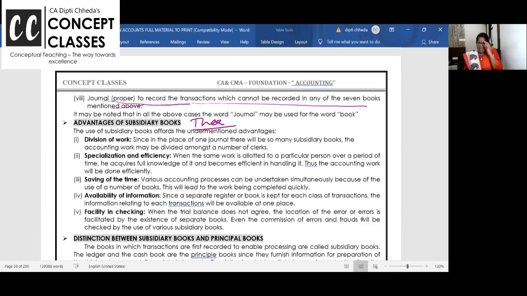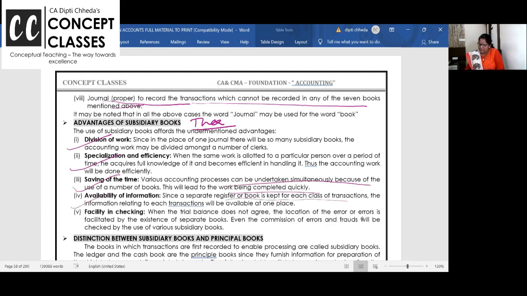What is the benefit of making subsidiary books? What are the advantages? Division of the work. You are making various people responsible. You are not dependent on a single accountant. Specialization and efficiency. When the same worker is allotted to work for a particular period, he is taking care, he becomes experienced. Oh, this person is an expert in maintaining the sales book. Like that. It saves time because multiple people are working at a time.